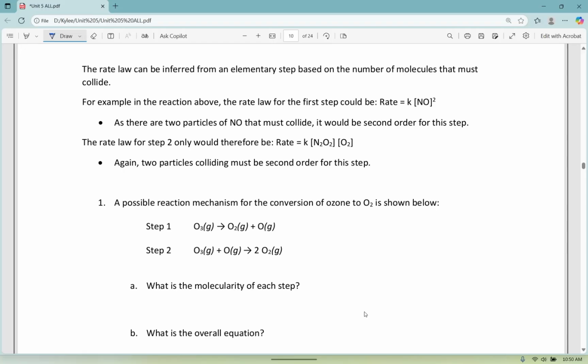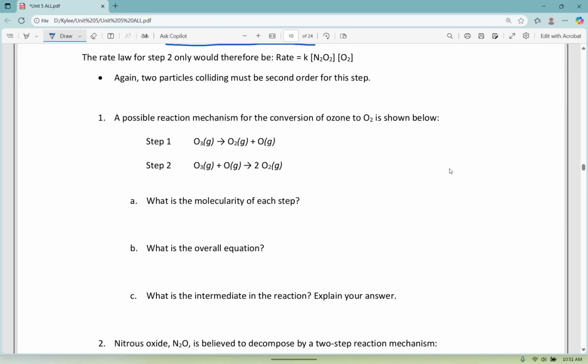For example, when we looked at our rate law in the example above, our rate law can be inferred as rate equals k[NO]^2, because there were two particles of NO that must be colliding. The rate law for step 2 only, and this isn't for the overall reaction, is only for an elementary step. So the rate law for an individual step is what we're talking about. The rate law for step 2 would be that the N2O2 and the O2 have to collide. And so these would be individual rate laws for elementary steps, not for the overall reaction.